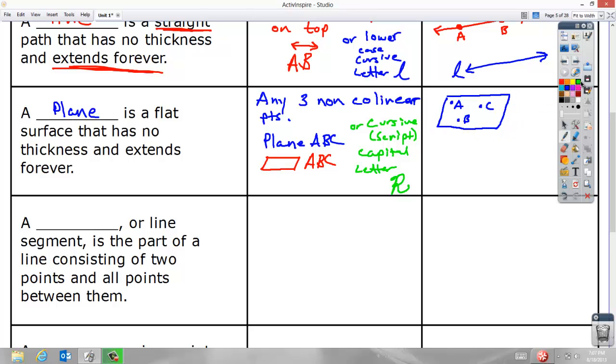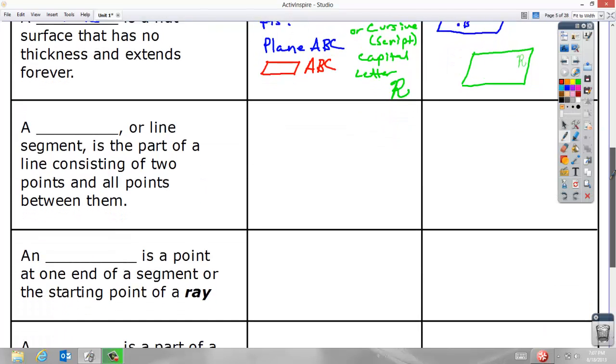Now the other one, the cursive capital letter, same thing. You're going to have a plane like this, but you're going to see a cursive letter like that up in the corner. It's not a point. That's the cursive or script capital letter that names that plane. So keep that in mind if you see that. Don't try to write that down as a point.